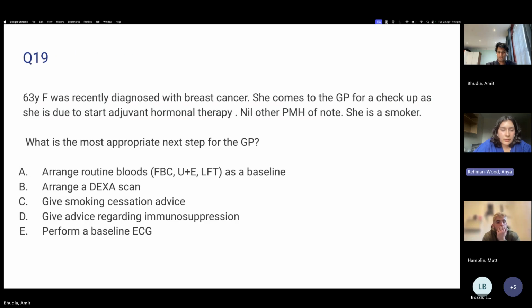Okay, next question. A 63-year-old female was recently diagnosed with breast cancer. She comes to the GP for a checkup as she's due to start adjuvant hormonal therapy. She has no other past medical history of note, and she's a smoker. So what's the most appropriate next step for the GP?